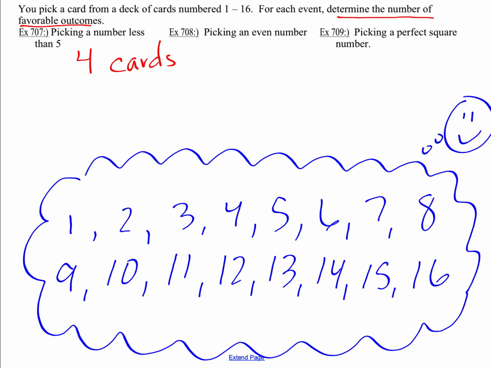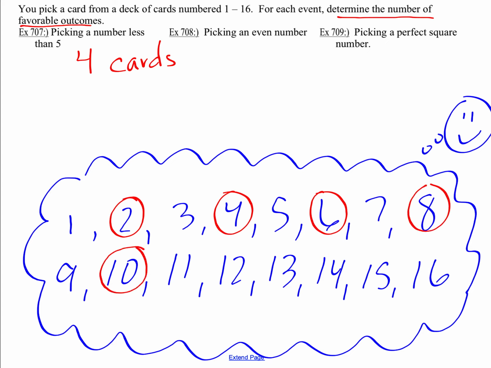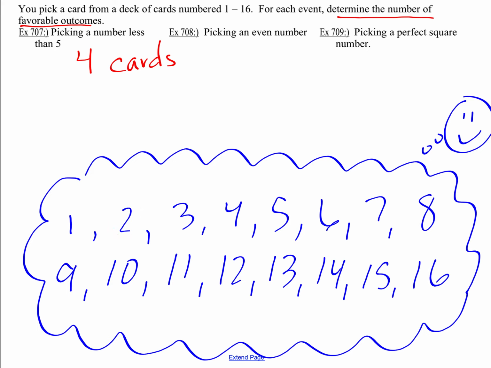Okay, picking an even number. All right, thinking my way through all the even numbers, there's 2, 4, 6, 8, 10, 12, 14, and 16, all being even numbers. So if I count those up, it looks like there are 8 of them. So here I would say 8 outcomes, or 8 cards.